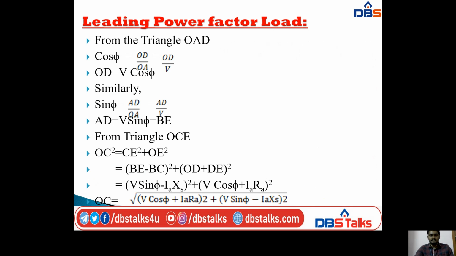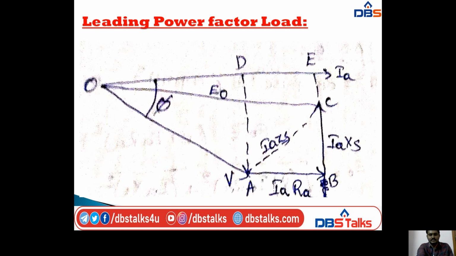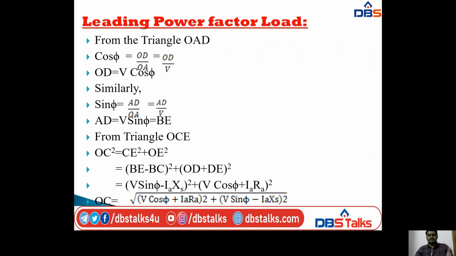And next, OE is OD plus DE. So from the phasor diagram, in triangle OCE, I am writing OE is equal to OD plus DE. BE is equal to V sin phi, minus BC, which is equal to IaXs. So V sin phi minus IaXs, whole square, plus OD, which is V cos phi, plus DE, which means IaRa, whole square. So I am writing OC is equal to the root of V cos phi plus IaRa whole square, plus V sin phi minus IaXs whole square.